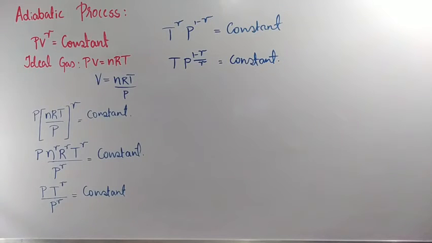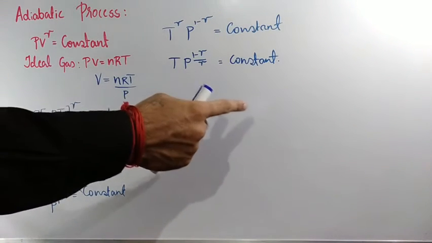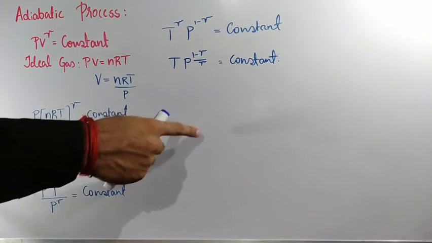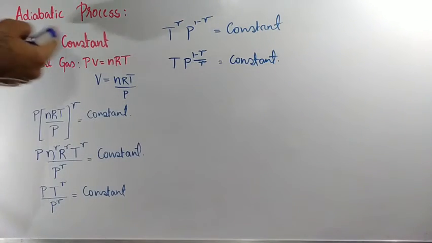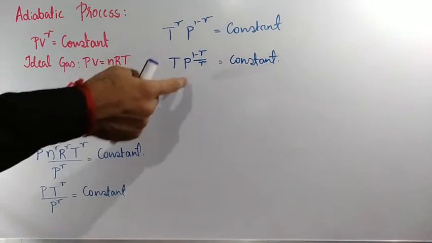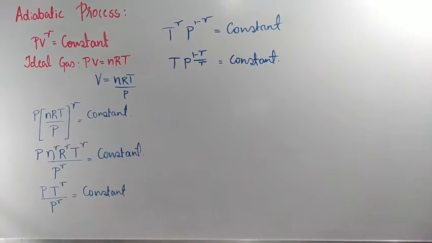In case of isothermal process, PV is equal to constant, or P1 V1 is equal to P2 V2. Here, PV power gamma is equal to constant, T P power 1 minus gamma by gamma is equal to constant, and one more is T V power gamma minus 1 is equal to constant. Clear? Shall I erase this part? Shall we go to the next step?